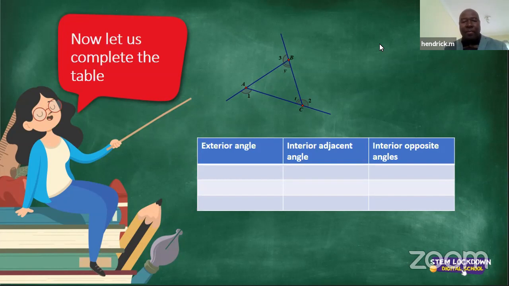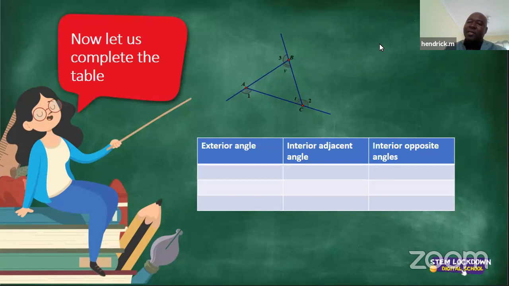Is there anyone who wants to mention the last one? Let me give you another hint. The last exterior angle will be B3. I've given you the exterior angle, which is B3. Now what you need to give me is the interior adjacent angle, as well as the interior opposite angles. Anyone at all? Before we carry on, that's the last person to speak on B3. I hope that I'm not fast. If I'm fast, please stop me.